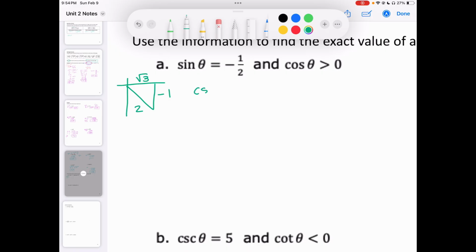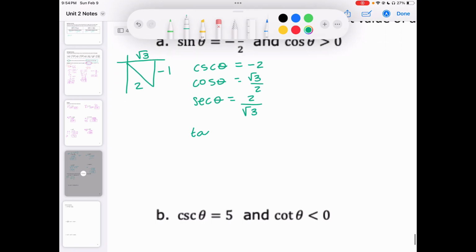So that means cosecant of theta is going to be -2. Cosine of theta is root 3 over 2. Secant of theta is 2 over root 3. Tangent of theta is -1 over root 3. And cotangent theta is negative root 3.